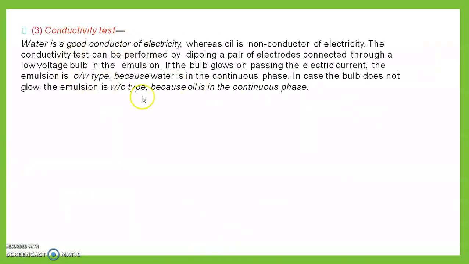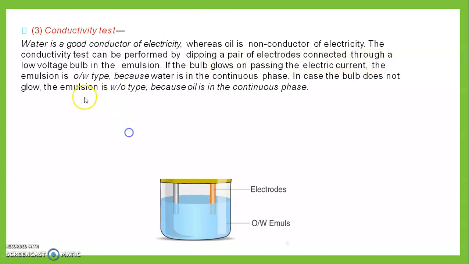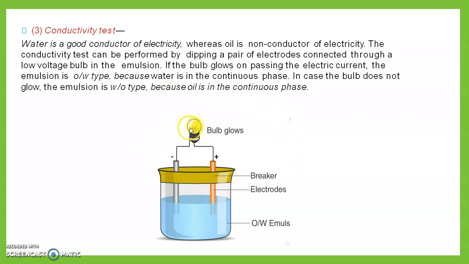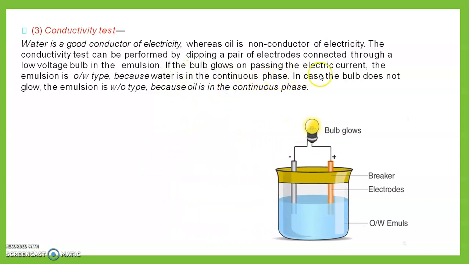After that, a conductivity test. Water is a good conductor of electricity, whereas oil is a non-conductor of electricity. The conductivity test can be performed by dipping a pair of electrodes connected through a low voltage bulb in the emulsion. These are the two conductors, and this is the bulb. If the bulb glows on passing the electric current, the emulsion is O/W type, that means oil in water type.